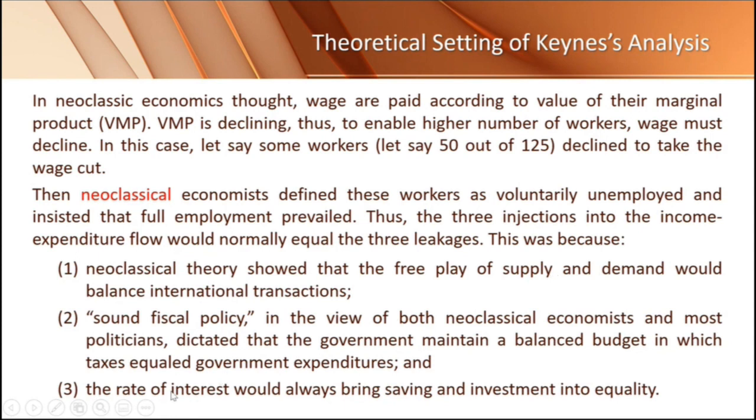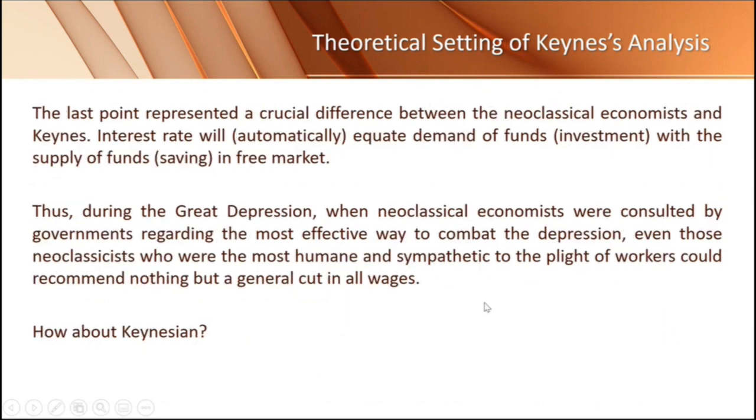Later on, you'll notice that the rate of interest for Keynesians is not really related to saving and investment, but is more related to the demand for money and the supply of money. The last point represents a crucial difference between neoclassical economics and Keynesian. So industry will automatically equate the demand for funds with the supply of funds in a free market. Thus, during the Depression, when neoclassical economists were consulted by the government regarding the most efficient way to combat depression, those neoclassical economists would actually call for a cut in wages, right?